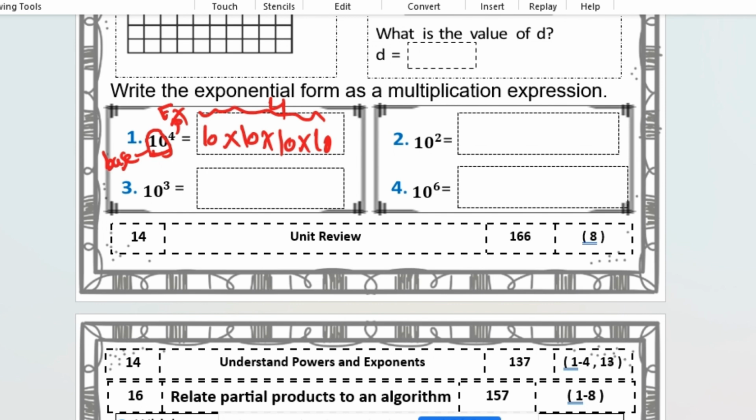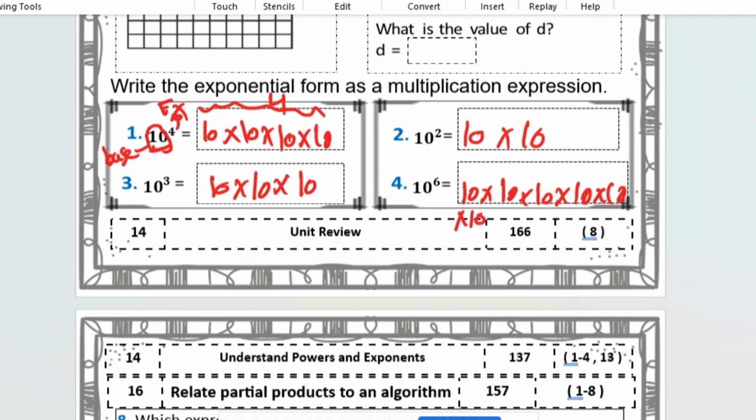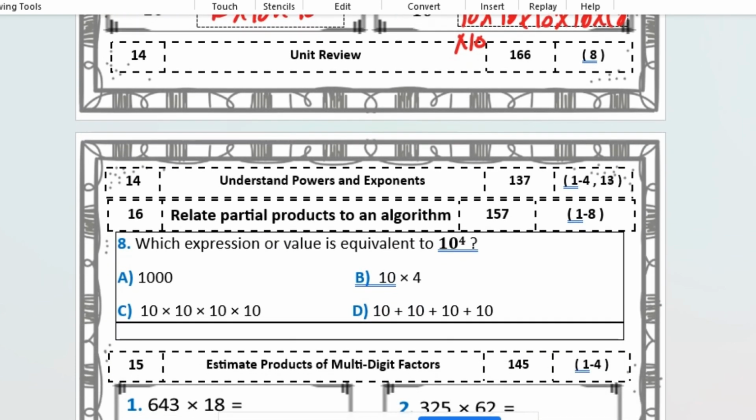Now 10 to the power of 2 is 10 multiplied by itself how many times? 2 times. So it's 10 times 10. And 10 to the power of 3 is 10 times 10 times 10, and 10 to the power of 6 is 10 times 10 times 10 times 10 times 10 times 10, so it's 6 times. And 10 to the power of 100 is 10 multiplied by itself 100 times.